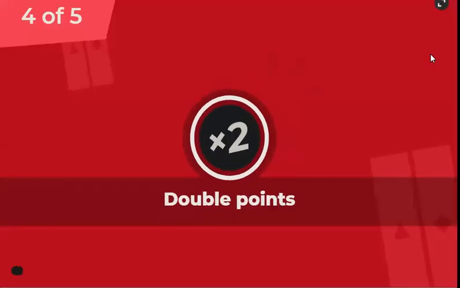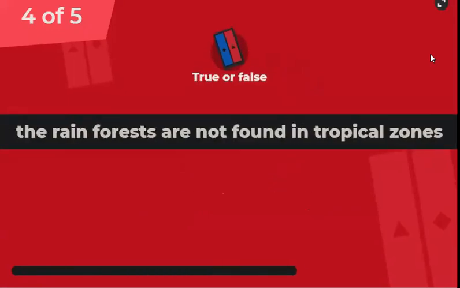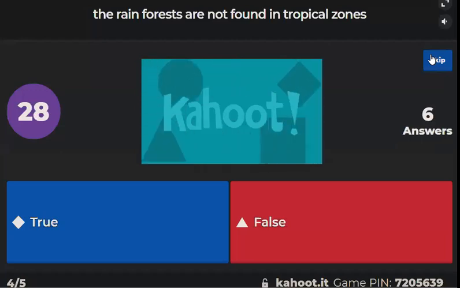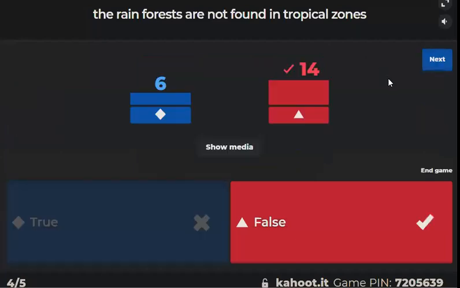True or false? Again, this is also of double marks. Rainforests are not found in tropical zone. True or false? Very easy, very easy. False. Who said true? It's false, na?